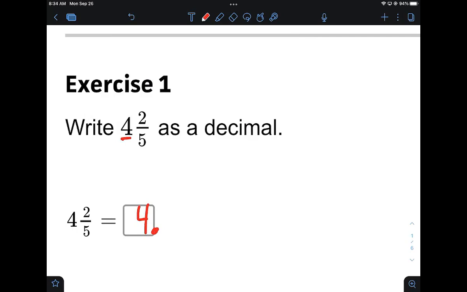Now, during success time last week, we looked at some popular fraction decimal conversions. 2/5 was on there. Does anyone remember what 2/5 is as a decimal? Gavin? 4/10, which means 0.4. So 2/5 or 4/10 is the same as 0.4. If you have that memorized, then this problem is really easy for you to do. 4.4. 4 2/5 is the same as 4.4. And that's all you need to write on your work paper. 4 2/5 equals 4.4.